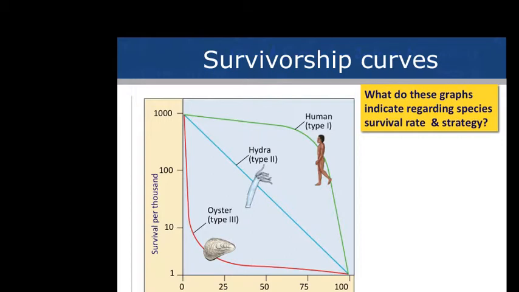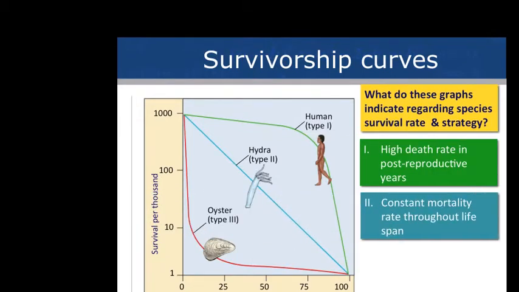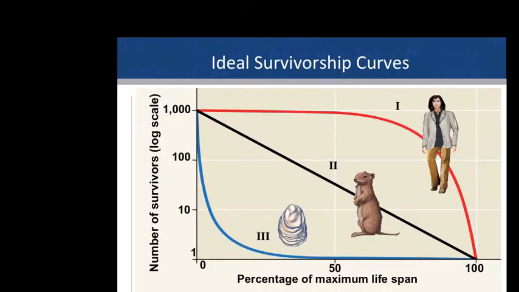Whereas these type 3 organisms, the oyster down at the bottom, is going to release millions of eggs, but many of those organisms are going to die as larvae from predators, and few will survive to the point where they're able to reproduce and have other organisms. So high death rate, very high early mortality, but few survivors, then they live long and stay reproductive. So that's what's important to remember about these survivorship curves.